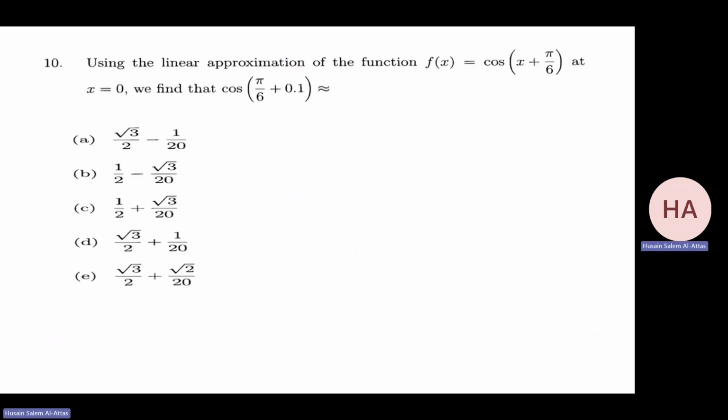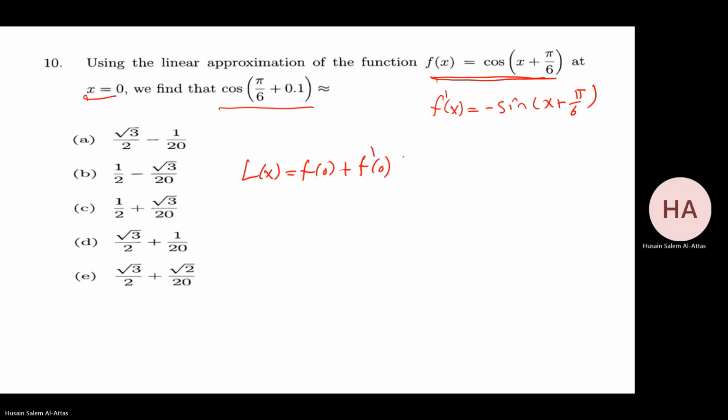The approximation for this function at x equals 0, find this. Okay. This is my function. I need to find this using the linear approximation. So I want to approximate this using L of x. I need f prime. That will be minus sine of x plus pi over 6. Okay, L of x will be f at 0 plus f prime at 0, x minus pi over 6. That will be f of 0, cosine pi over 6, which is square root 3 over 2. f prime at 0, so this one, minus half, x minus pi over 6. This is my L of x.